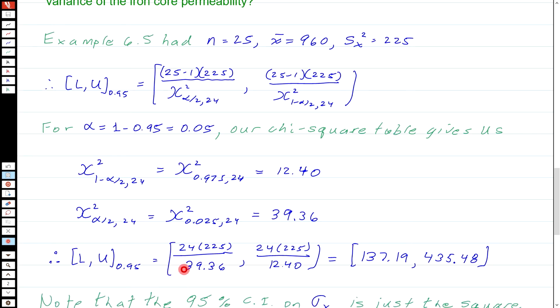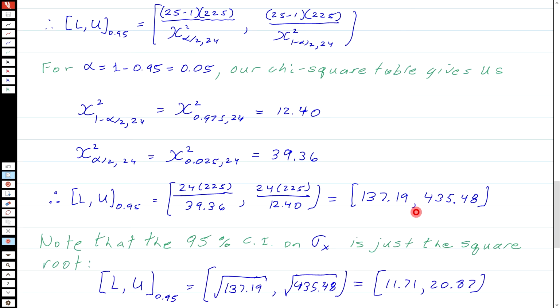And now all I have to do is plug these numbers into my confidence intervals, and I get that the confidence interval on the true variance is between 137 and 435. We see that this is actually a pretty wide confidence interval. It's about a factor of 4 different. We have two things. We have to remember that this confidence interval is on variance, and it's a squared quantity. But the other thing is variance is always harder to estimate than the mean. So there'll be more uncertainty associated with variance, and so its confidence intervals will always be larger.